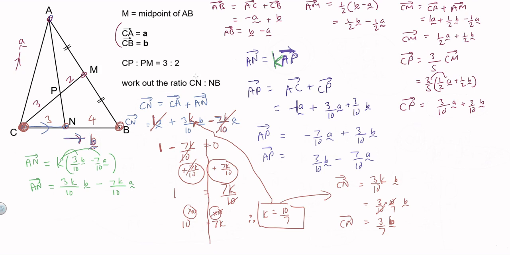So to answer the question, work out the ratio CN to NB. It's 3 to 4, based on what I've got over here. That's your final answer. What you need to do now is rewind the video, and once you do that, you'll understand why I'm doing certain things in a certain order.